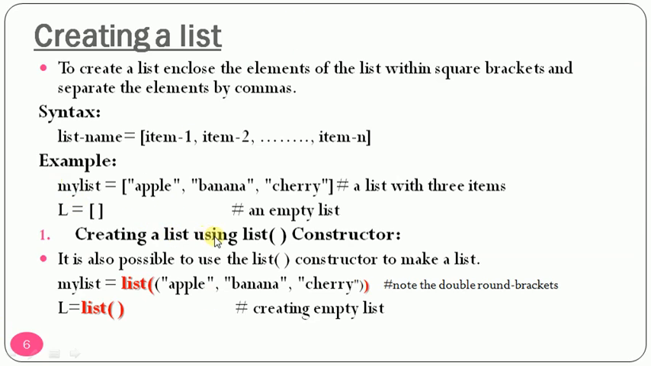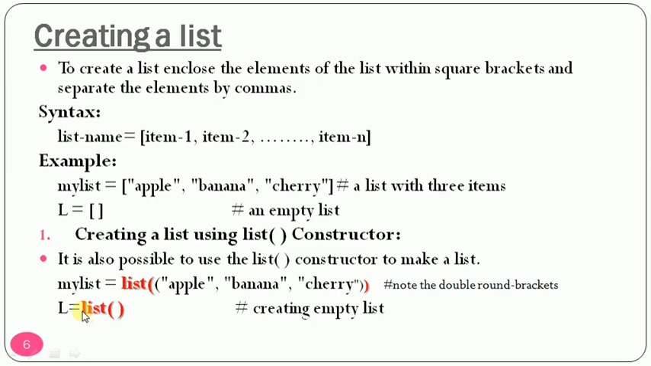Now let's see how we can create a list using a constructor. A constructor is a function for constructing an object. So here we are using the list constructor, list in small letters, then the brackets. This is the function. Using the list constructor, I am creating my list. my_list = list(("apple", "banana", "cherry")). These items I am enclosing within the brackets.